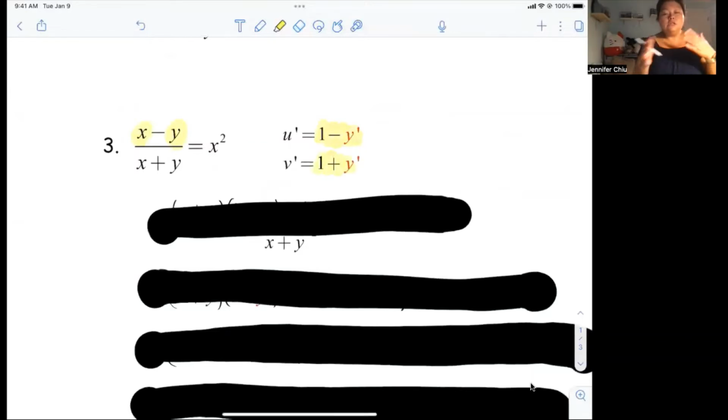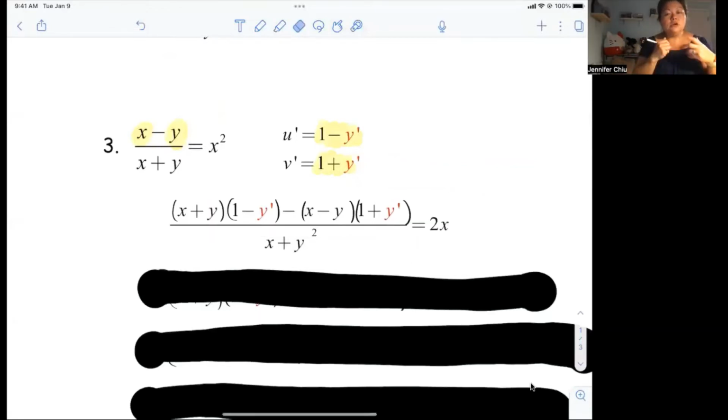Now, if you don't need to do that, it's okay. You can do your low d high minus high d low. You get the same exact thing. You can do vu prime minus uv prime over v squared, same thing. In any way, your next line should be exactly the same here. So you should have your low d high, right? vu prime minus uv prime all over v squared equals, the other side is 2x. Oh, I lost my parentheses here, so I'm going to keep that in here, right? So you have your x plus y squared, like so.